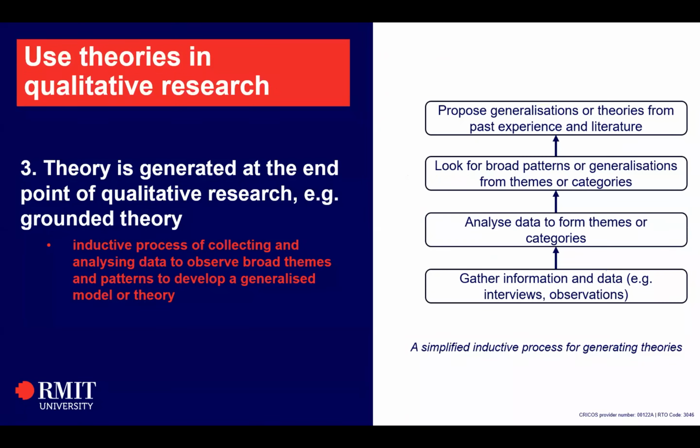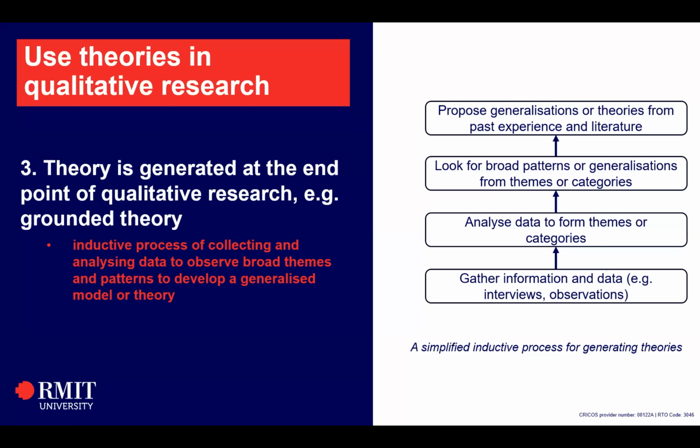The third way to use theories in qualitative research is to generate a new theory at the end point. Examples include the approach of grounded theory. This type of qualitative research involves an inductive process of collecting and analyzing data to observe broad themes and patterns to develop a generalized model or theory.